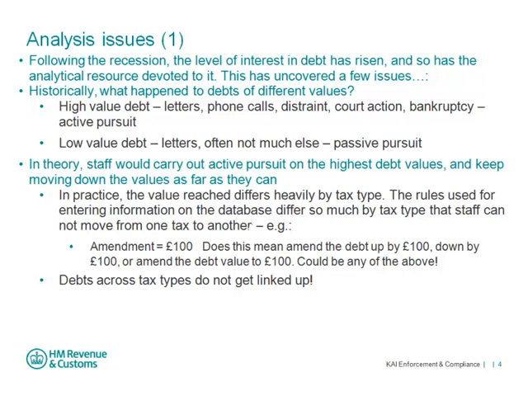So it actually differed heavily by tax type, even around that, though. One of the main reasons for that is because the rules for entering information onto our databases differed substantially between the different types of tax. Which meant the staff couldn't easily transfer from one to another.